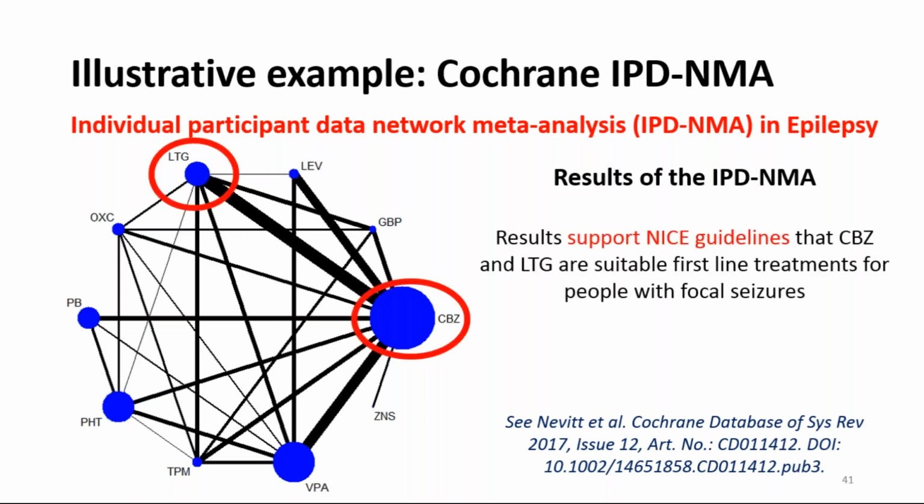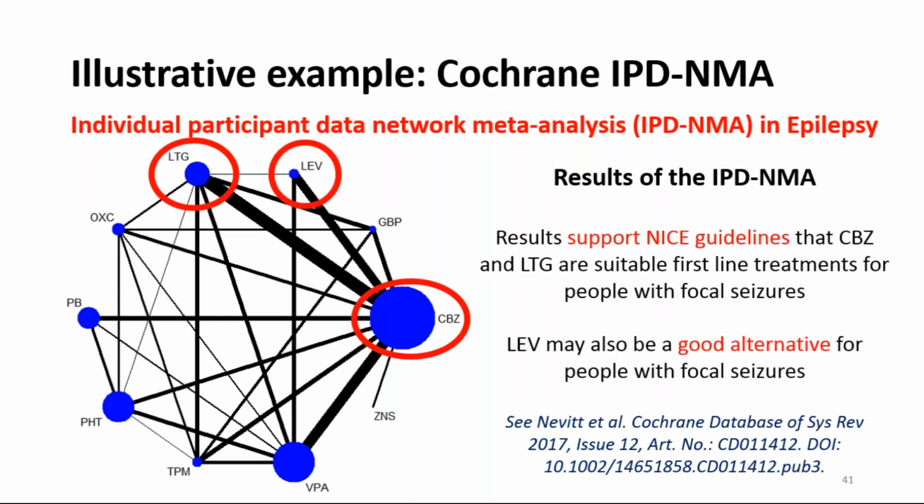Our results support current guidelines that carbamazepine and lamotrigine are suitable first-line treatments for people with the most common seizure type, focal seizures. And they also show that one of the newer drugs, levetiracetam, may be a good alternative. This is also a good treatment.